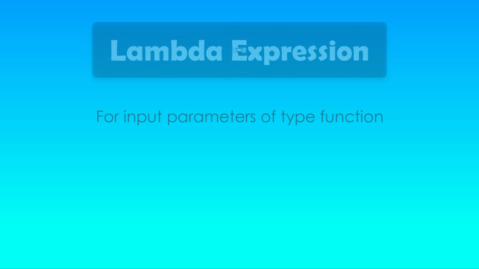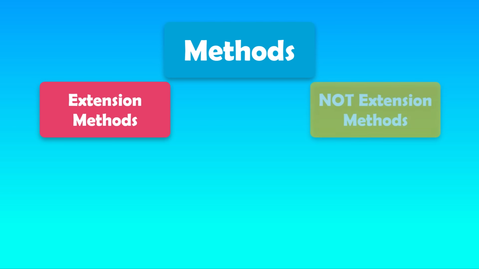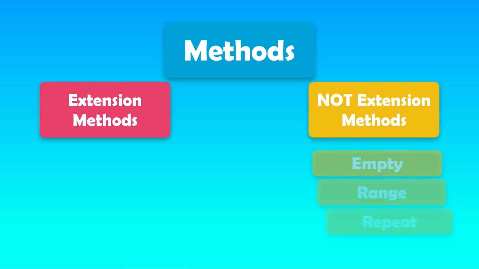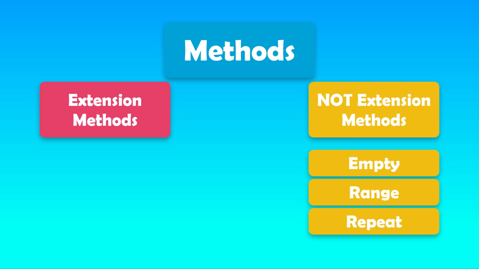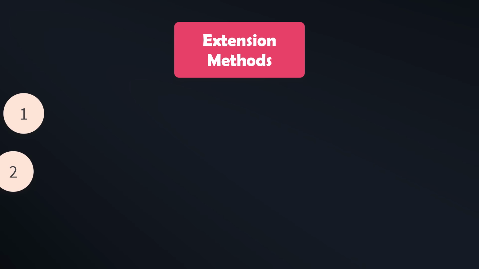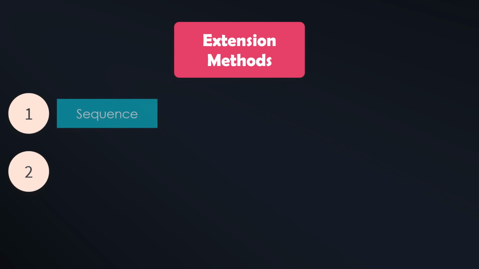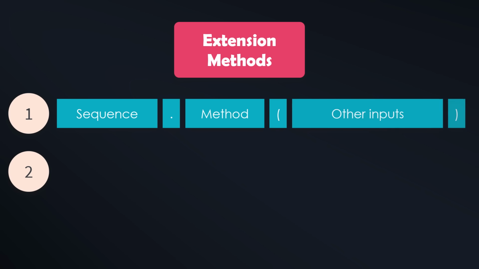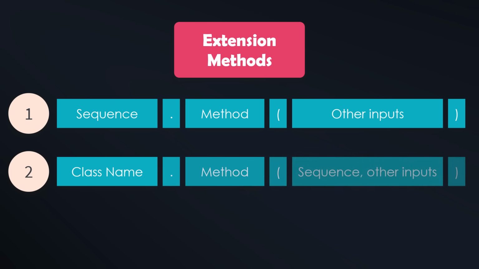I mentioned that we have two types of methods: either extension methods or not extension methods. We only have these three methods, which are not extension. For these methods we don't need to use lambda expression. So, I will only talk about the extension methods in this video. To use an extension method we have two ways. Either we set the sequence at the beginning, then the method with the other inputs for the method. Or we set the class name, then the method with all inputs, like the sequence and all other inputs.